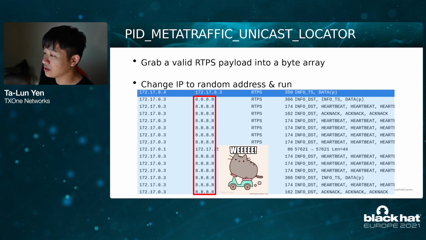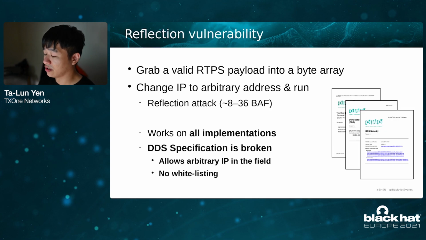In our testing, we used Google DNS to do this because it's very simple to type. But it's a very bad thing to do. Sorry, Google. But in our testing, if we change IPs to some random IPs, in our case Google, we'll see our tested implementations start to send out packets like crazy. We were kind of confused, but apparently we had found some kind of reflection or amplification attack. And this attack works on all implementations. So at this point, we believe we have somehow broken the DDS spec.